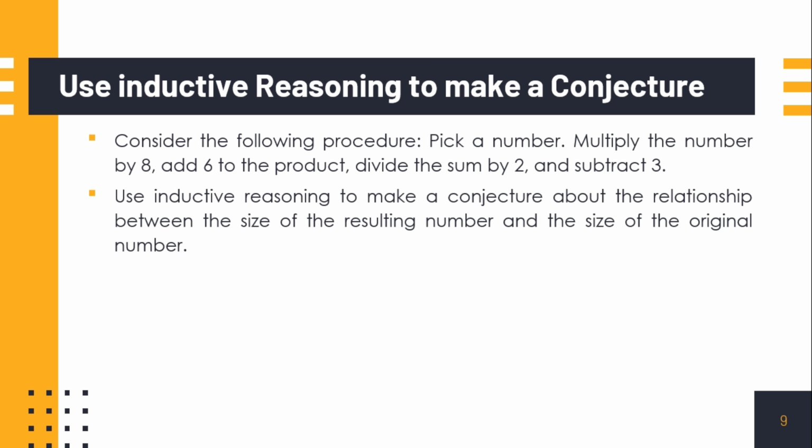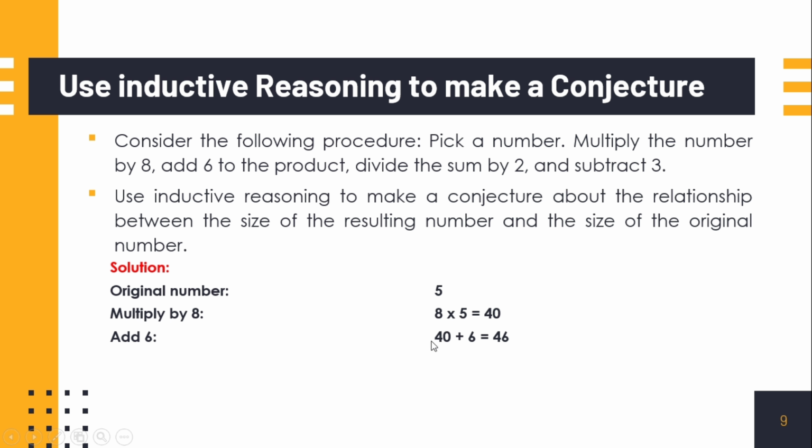You can think of any number. Let's say that the number is 5. The first step is to pick a number, that is 5, and then multiply the number by 8. If we multiply 5 by 8, that is 40, and then add 6 to the product. So we add 6 to 40, and that will become 46. Divide the sum by 2. So 46 divided by 2, that is 23. And from 23, you need to subtract 3. So 23 minus 3 is 20. So how are we going to make our conjecture?